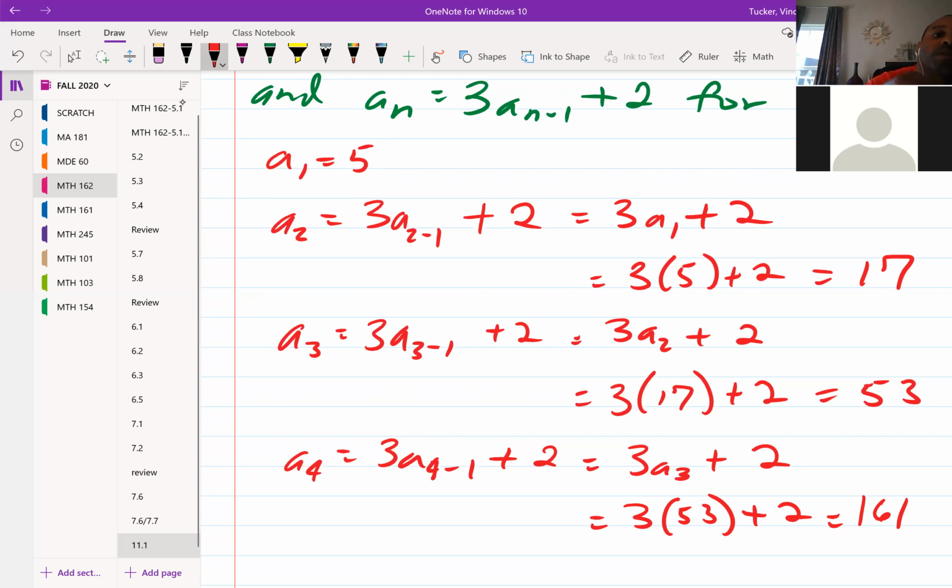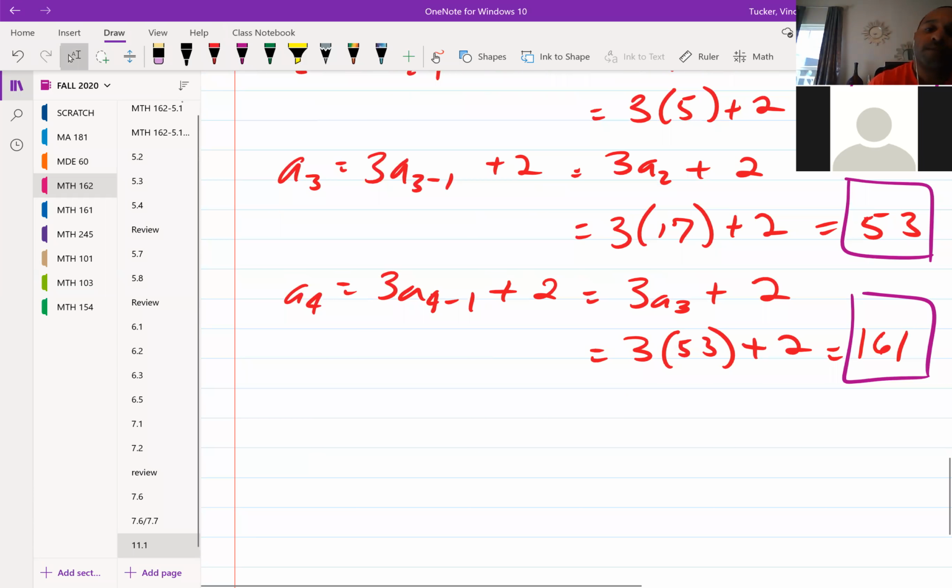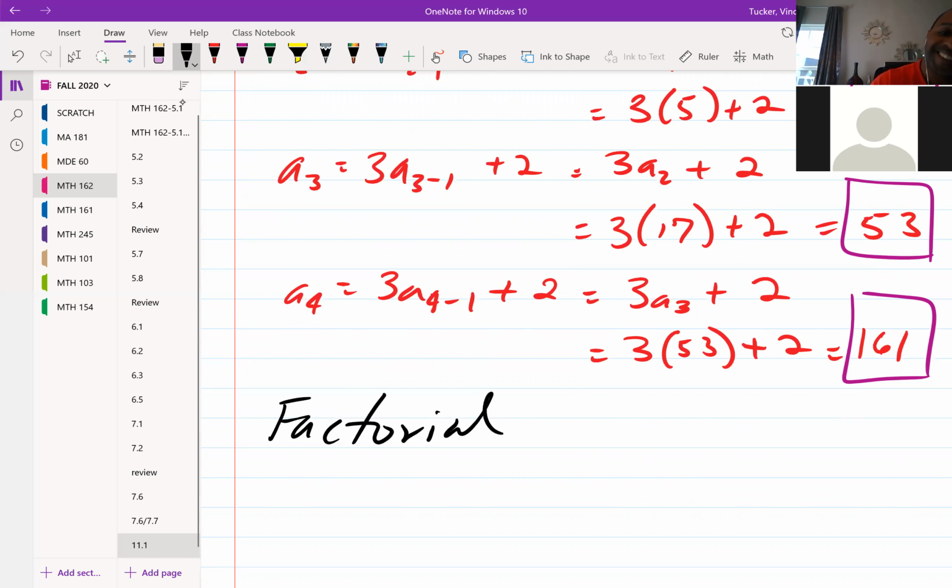All right, questions. So once again, if they ask you to write the first four terms, your first term is a sub 1. So make sure you don't go to a sub 5. Then this will be a2, a3, and a sub 4. So everybody okay? Not too bad, right? So far, so good. I think you guys will be all right.